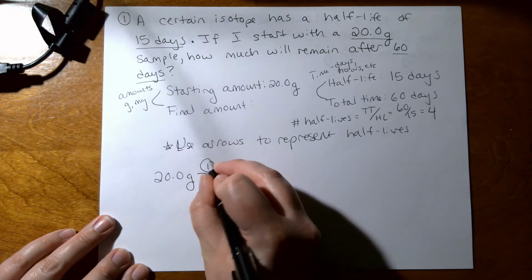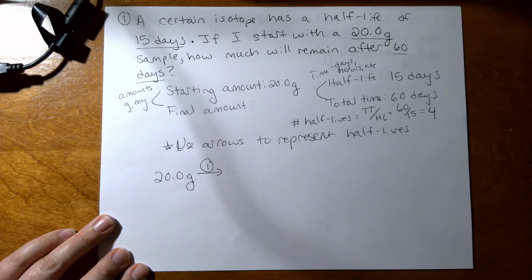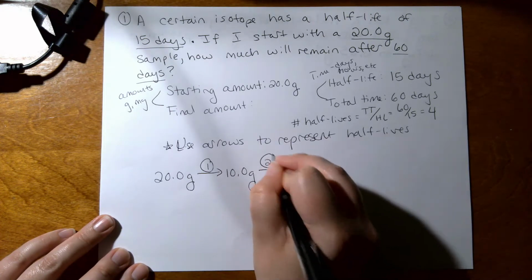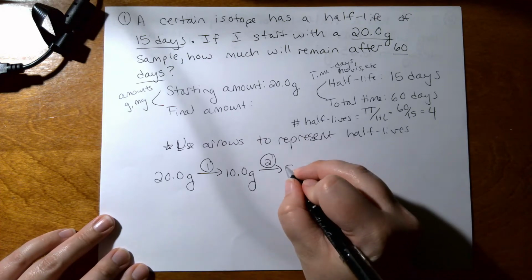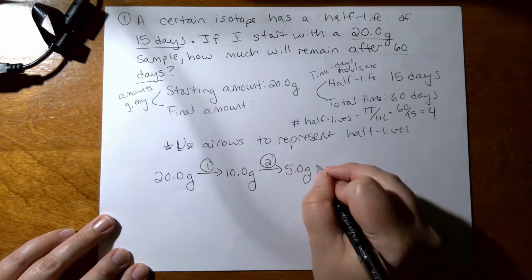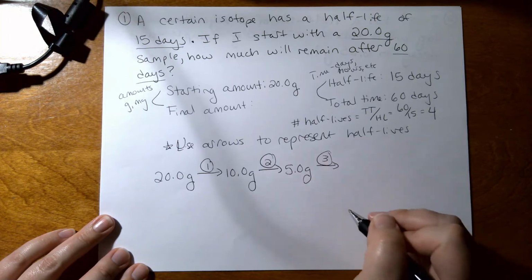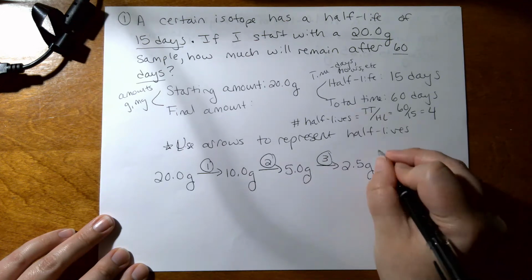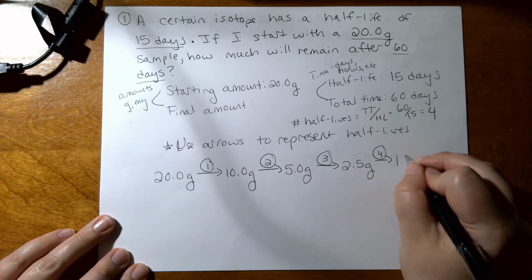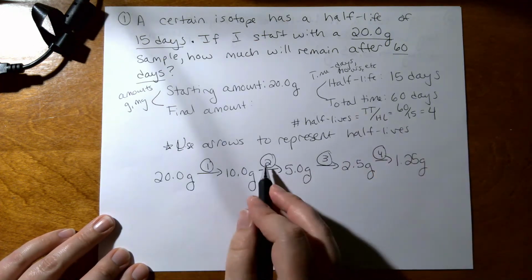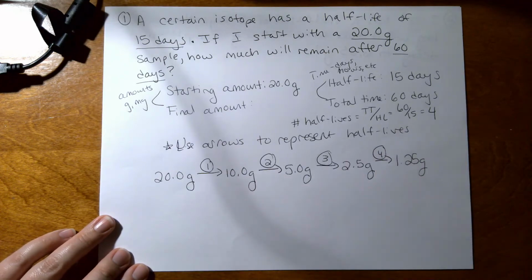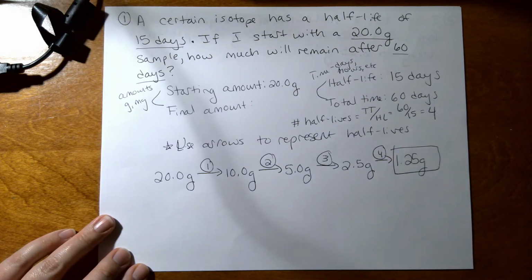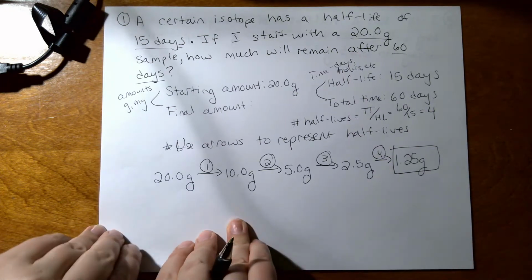So after my first half-life, how much will I have? Well, it divides by 2, so I'll have 10. After my second half-life, again, we're dividing by 2 every time, I'll have 5. After my third half-life, I'll divide this by 2 again, I'll have 2.5. And after my fourth half-life, I'll have 1.25 grams. I also like to number the arrows. It just helps me keep track of how many half-lives I've used. Okay, so my final amount is 1.25 grams. Yay, problem solved.